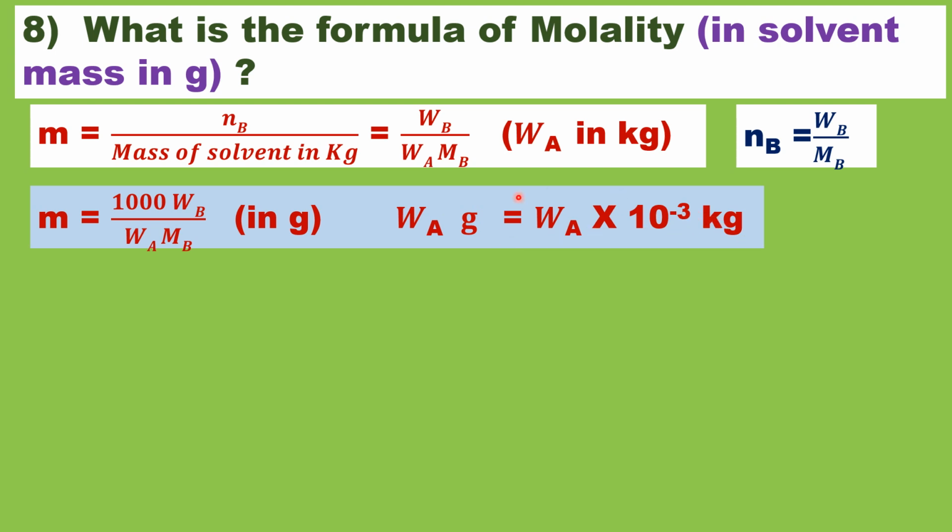Let us put WA into 10 power minus 3. The minus 3 will go up to the numerator, that is 10 power plus 3, 1000. Therefore, m equals 1000 WB by MB into WA. This is the molality formula when the weight of the solvent is given in grams.